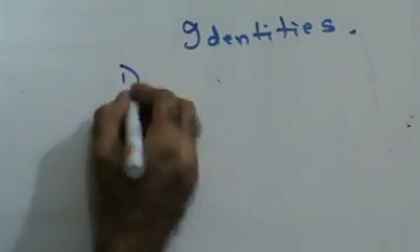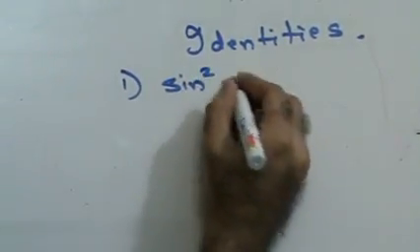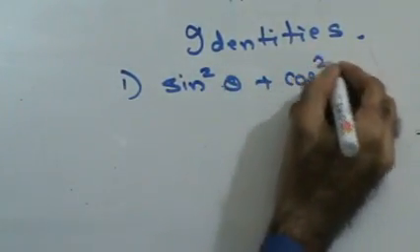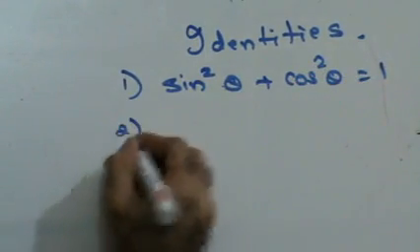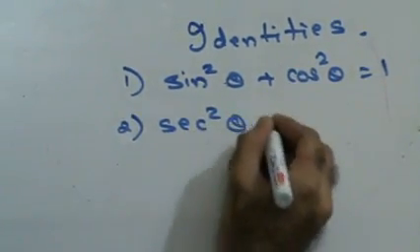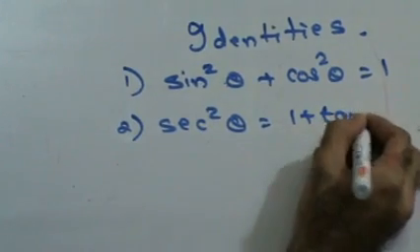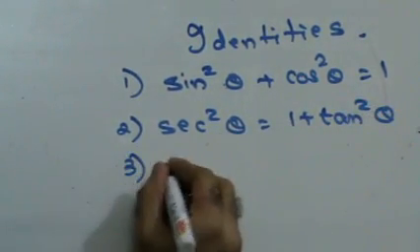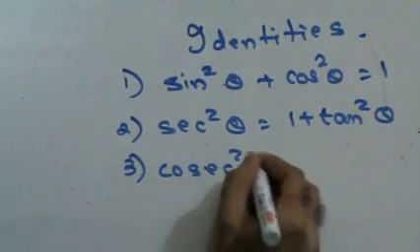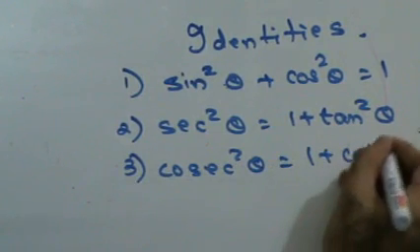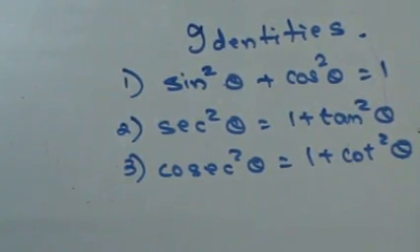The three formulas that form identities are sin square theta plus cos square theta is equal to 1, sec square theta is equal to 1 plus tan square theta, and cosec square theta is equal to 1 plus cot square theta. These three formulas put together are called as identities. I presume you've learned most of them in school. So let's see these formulas here.